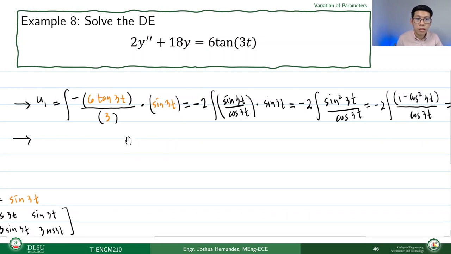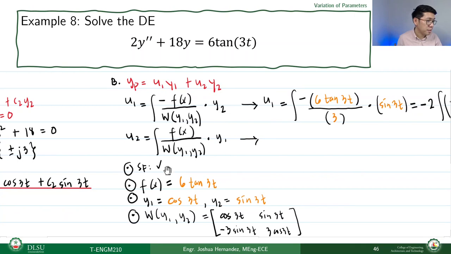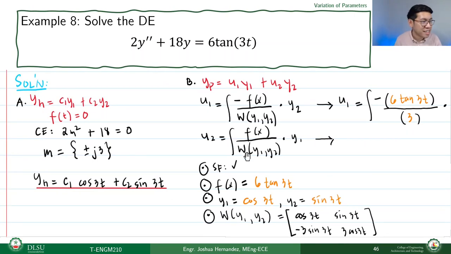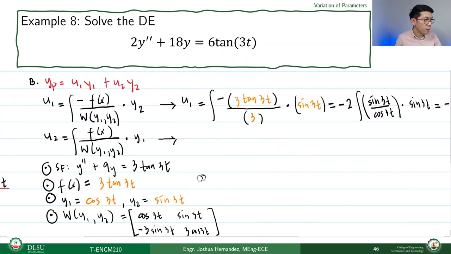Actually, we have a mistake. Sorry about this. It is not yet in standard form because our 2y double prime plus 18y equals 6 tangent 3t still has a 2. So we should divide the whole equation by 2. So our standard form will be y double prime plus 9y equals 3 tangent 3t. That is why our f of x should be 3 tangent 3t. So this should be 3.